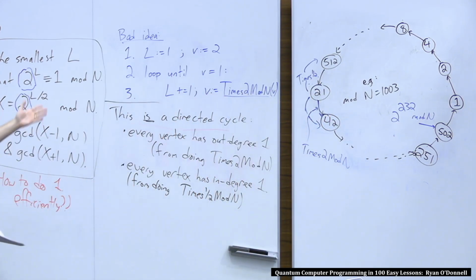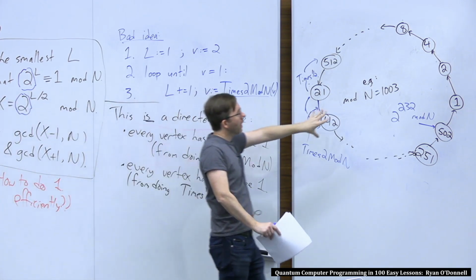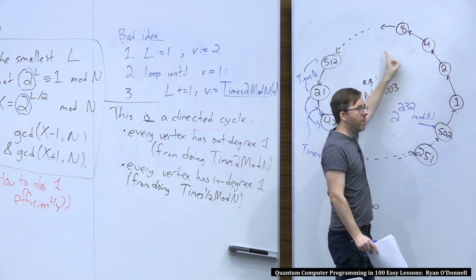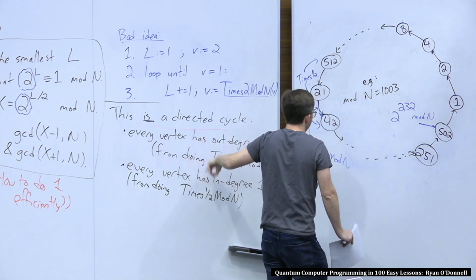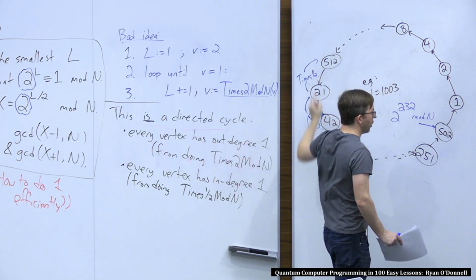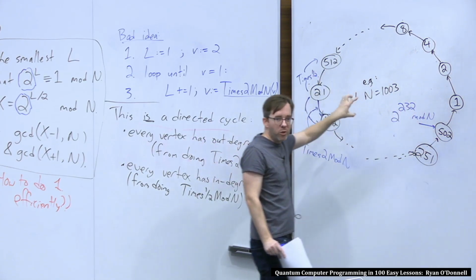And we saw that, we did this example where n was 21 and L turned out to be 6. So this cycle will only have 6 things on it. Now, here we started at 1 and we kept doing times 2, and we argued that because every vertex has out degree 1 and in degree 1, if you just keep going for a while, you eventually have to hit 1 again. But that won't use up all the numbers.